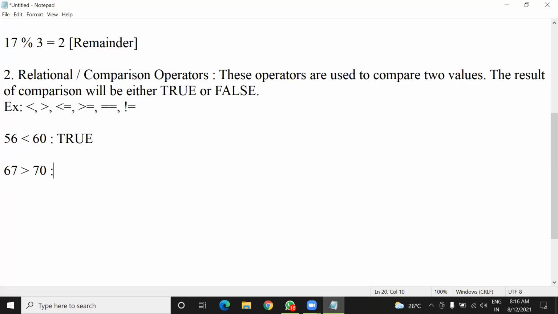Okay, so what will be the result? False. Yes, it will be false.